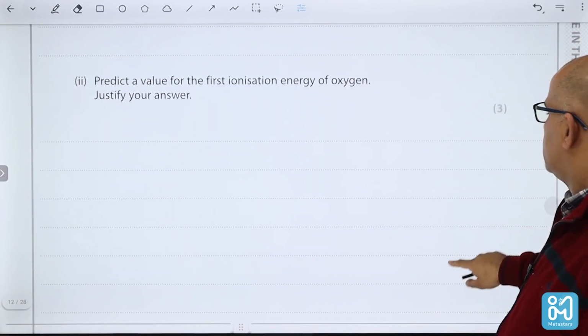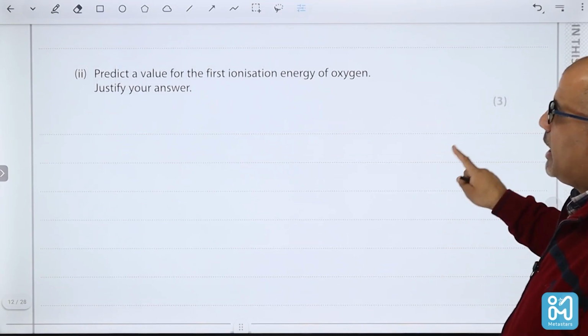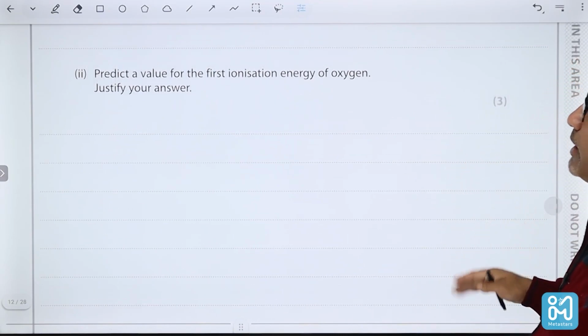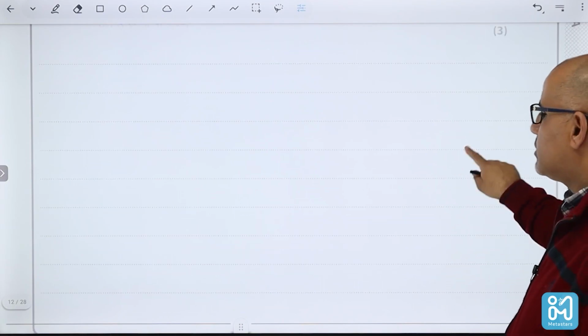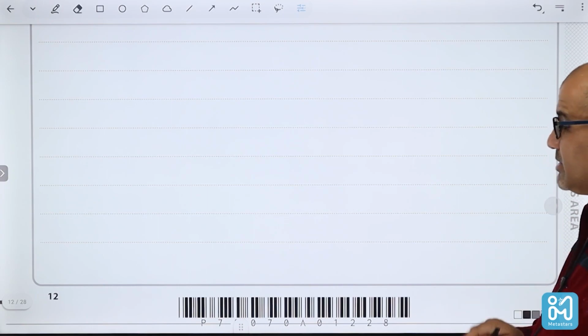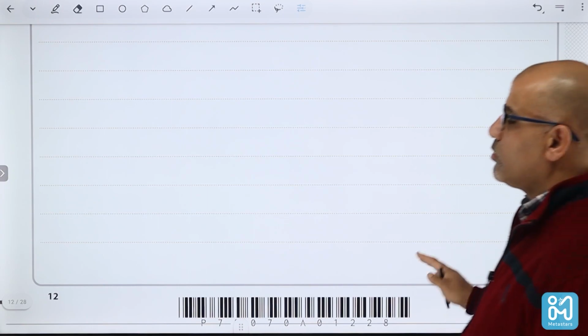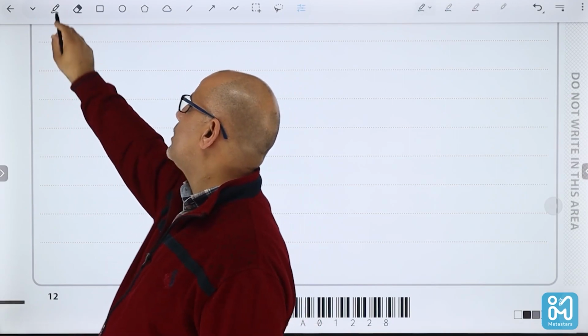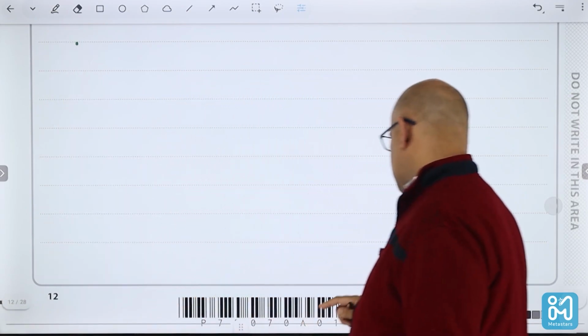Now, the explanation, as I said, is because oxygen has a paired electron, while fluorine has a higher attraction force with the higher nuclear charge, so it is more attracted to the nucleus.